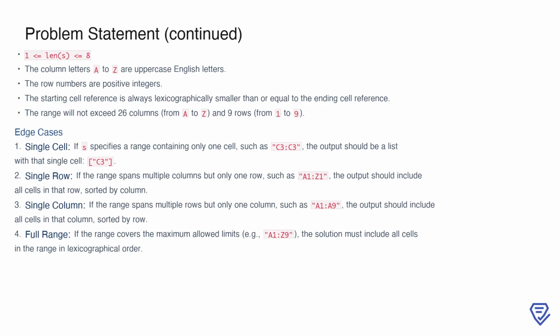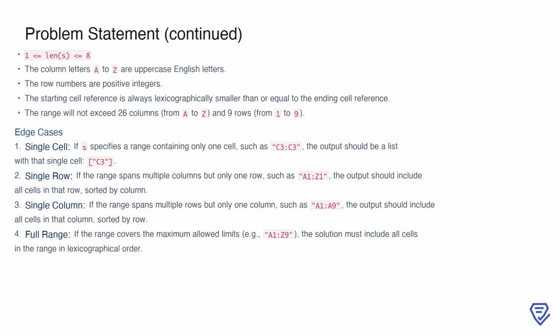Some key edge cases to keep in mind include, if the range contains only a single cell, such as C3:C3, the output should be C3. If the range spans one row but multiple columns, for example, A1:Z1, the output should include all columns in that row. Similarly, if the range spans one column but multiple rows, such as A1:A9, the output should include all rows in that column. Finally, if the range reaches the maximum limits, such as A1:Z9, the solution must generate all cells in lexicographical order.